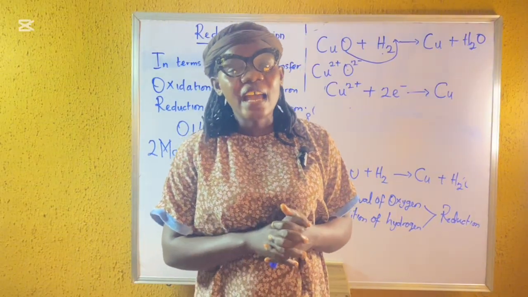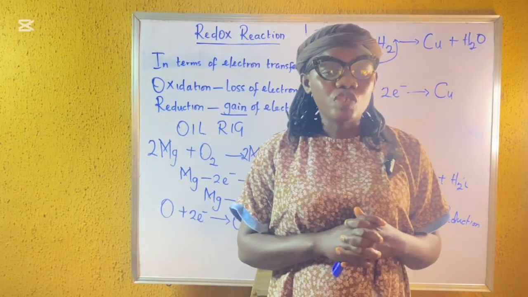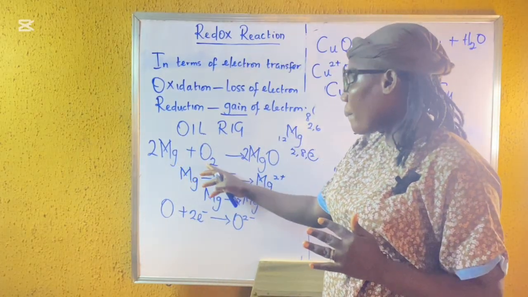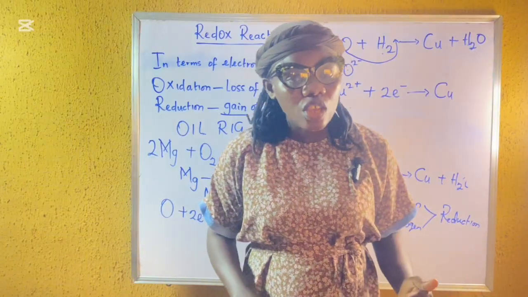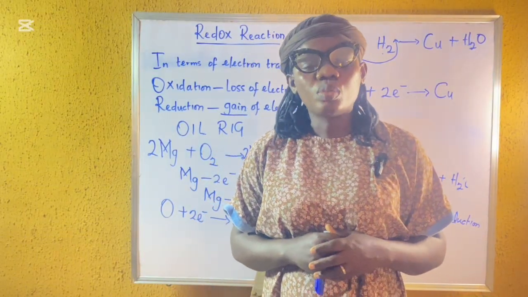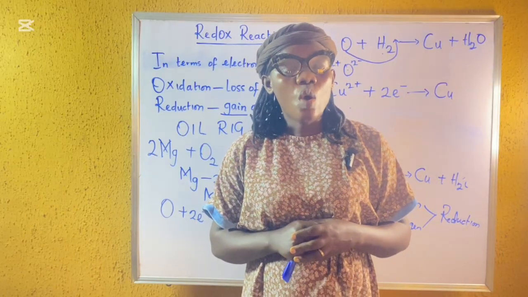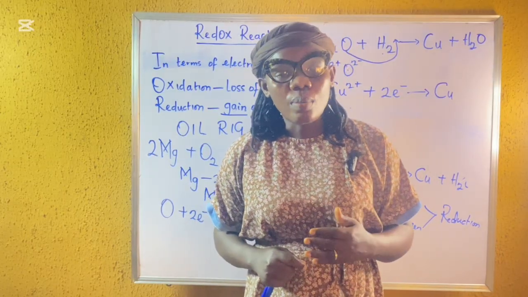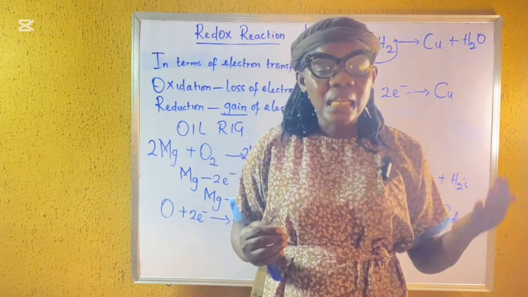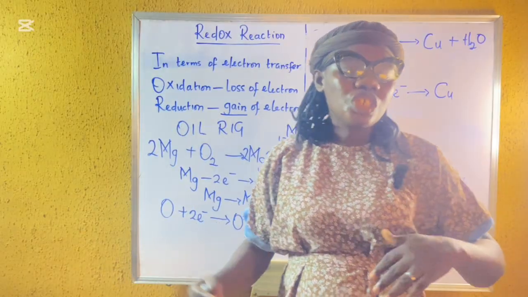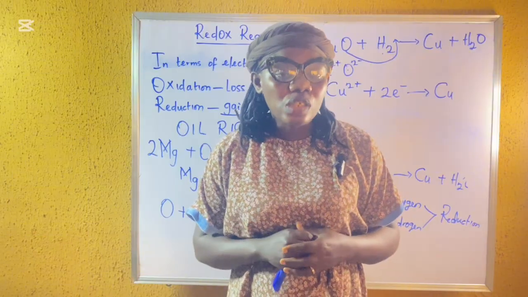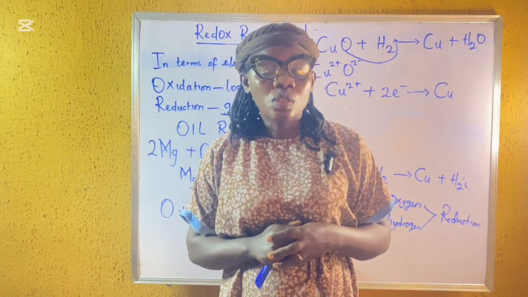I've been able to simplify all of this, and in the next video, we will be looking at which of these elements or compounds are the oxidizing agent and which one is the reducing agent. And then we will be calculating the oxidation number of each element, because in some reactions, we might not be able to see that there is addition of oxygen or removal of oxygen. If we would have to use our electron transfer, then we'll need to calculate the oxidation number.